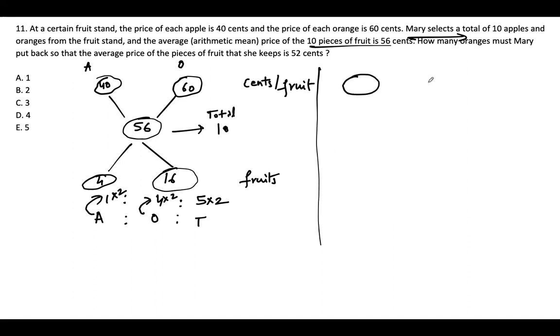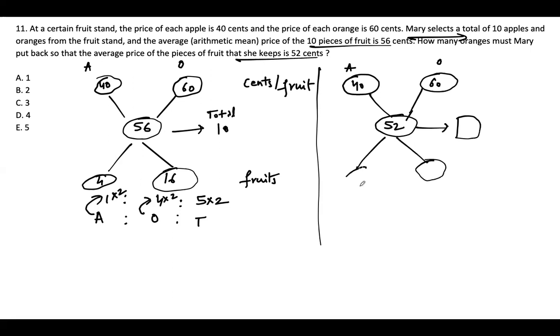How many oranges must Mary put back so that the average price of the pieces of fruit that she keeps is 52 cents? Okay, so the average that she keeps is 52. Apples, oranges, but now the total is changing. Why? Because the total number of fruits is changing, because she is putting back some oranges, and we need to find out how many oranges she is putting back. So the total fruits would be 10 minus x, because x would be the amount.